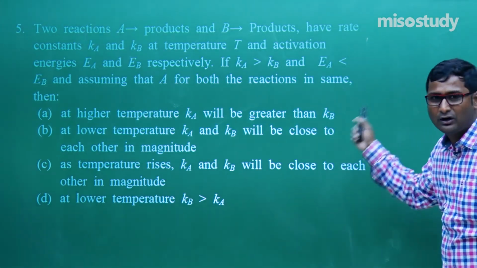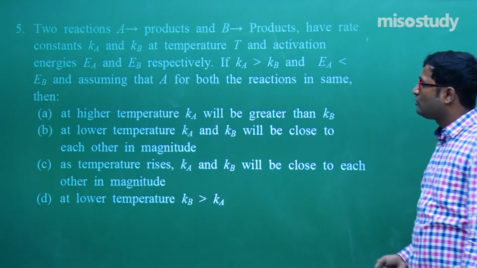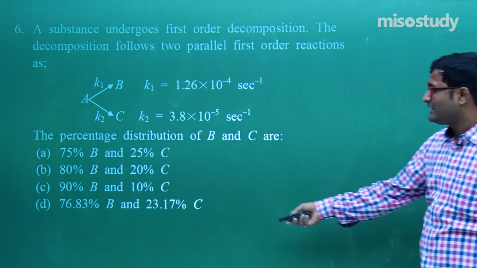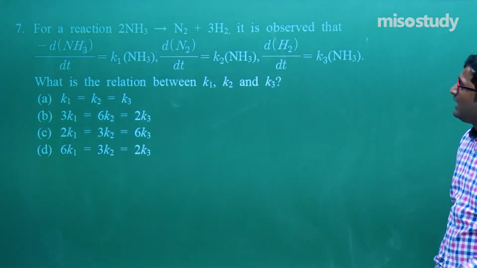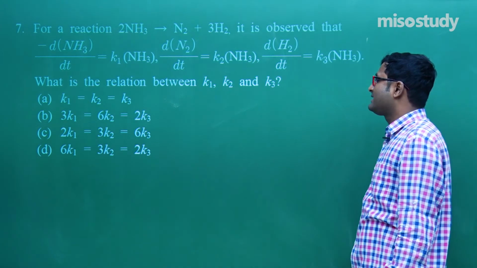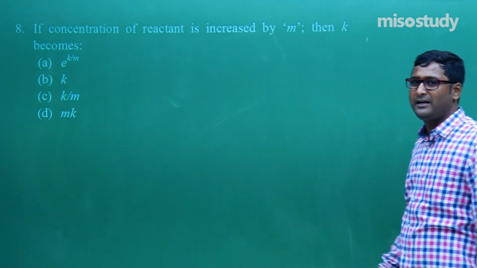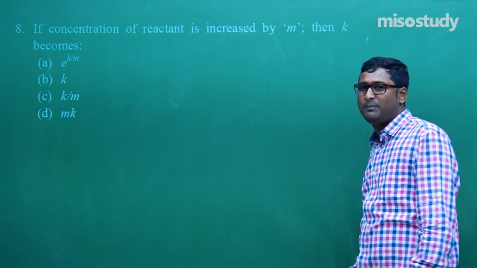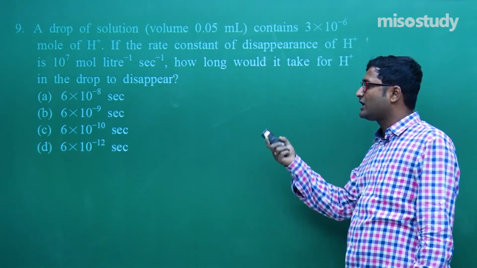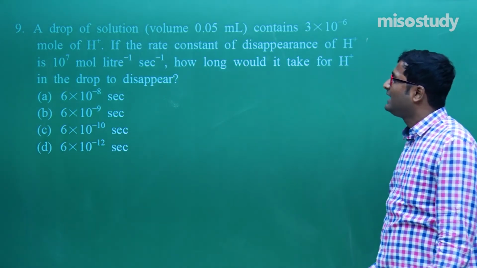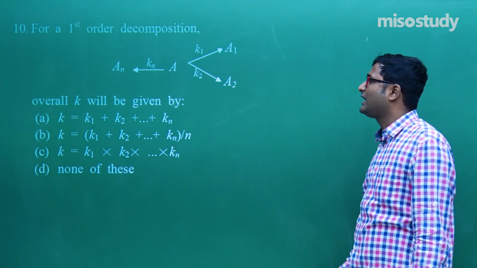I have discussed, and I have drawn the graph also in the case of the Arrhenius equation. So A and C. For 6, the answer is D, 76.83 and 23.17. For question number 7, B is the correct option, 3K1 plus 6K2 equal to 2K3. Now for question number 8, K is independent of concentration. So for this question, B is the correct option. Now for question number 9, as I discussed, given the complete expression, 6 into 10 to the power minus 9. And for question number 10, what is the expression? K is equal to K1 plus K2 plus dot dot dot Kn.